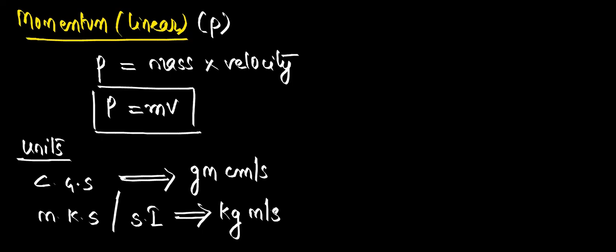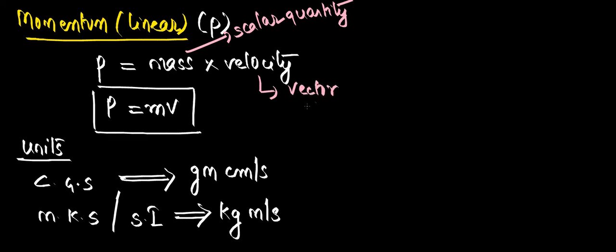Now what else is important? About their direction. When you take mass, is it a scalar quantity or a vector quantity? Mass is a scalar. Yes, mass is a scalar quantity because it does not have any direction. What about velocity? Velocity is a vector quantity. Now when you take the product of a scalar quantity and a vector quantity, the resultant will be what? The resultant is also a vector quantity. Okay. So momentum is a vector. Exactly. So momentum P is also a vector quantity.